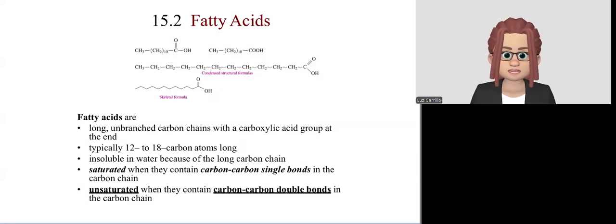Now, because fatty acids have a long part of the molecule that has those nonpolar carbon-carbon and carbon-hydrogen bonds, that's why they're insoluble in water. Even though this area of the molecule has two polar bonds, the nonpolar character is so large that overall the molecule is nonpolar. Furthermore, fatty acids can be categorized as saturated fatty acids if they only have carbon-carbon single bonds, and unsaturated fatty acids if they have one or more carbon-carbon double bonds.